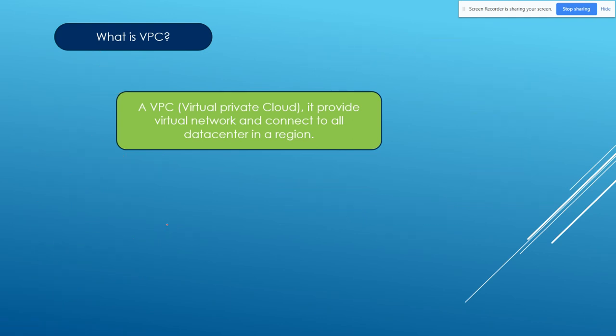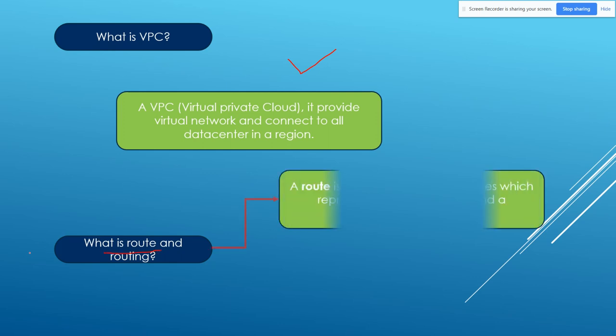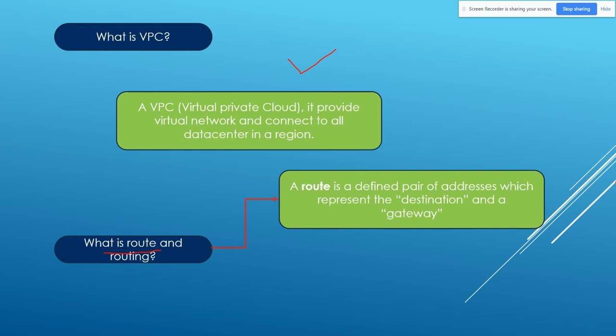The next point is what a route and routing is. Once you create a VPC, by default AWS creates a local route. But before seeing what a local route is, we have to learn what a route and routing are. A route is a defined pair of addresses which represent a destination and a gateway. Suppose you want to access Google from your system. How will you reach Google? That totally depends on your route.